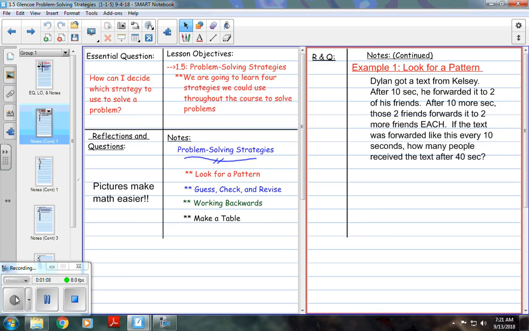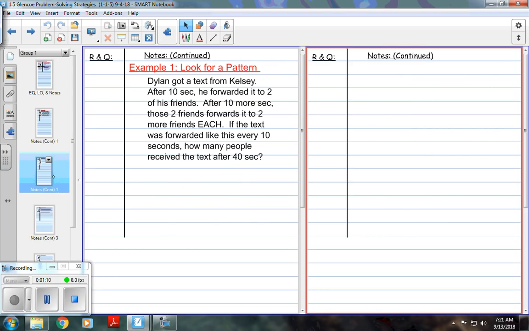For our first problem, I'm going to slide this a little to the left to get some workspace. We're going to learn how to use the look for a pattern strategy. Just like all of our problems, what we have are words, and I'd like you to interact with this problem. Pause here and try to circle the words we really care about in this problem.